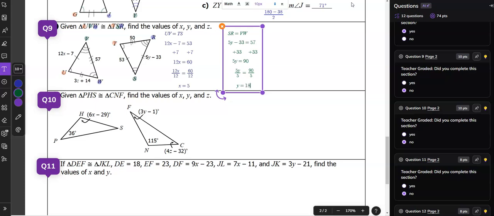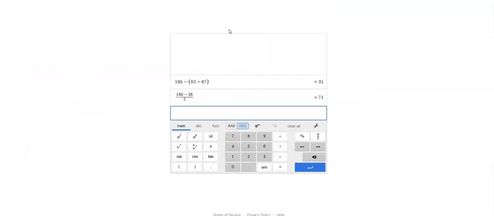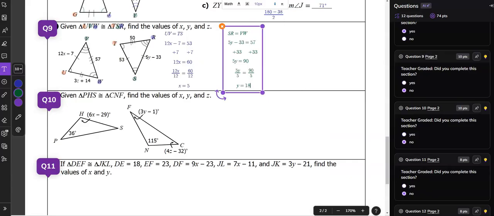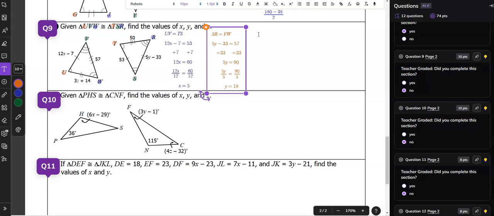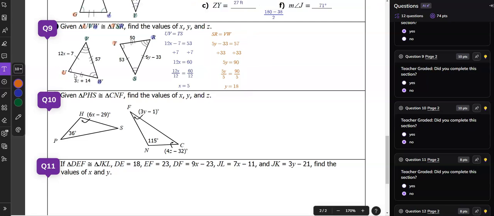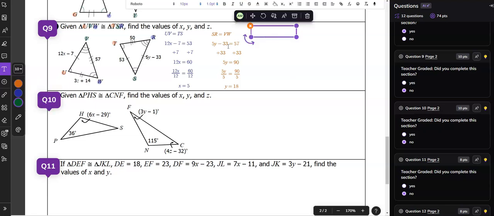And that should give us a value of y is equal to 18. Yay, it is. All right, and finally, we're going to go ahead and do z. So let's look at z, which is with UW.